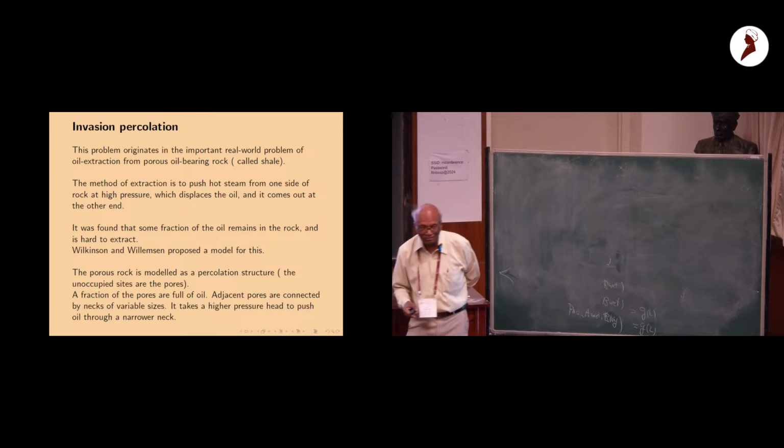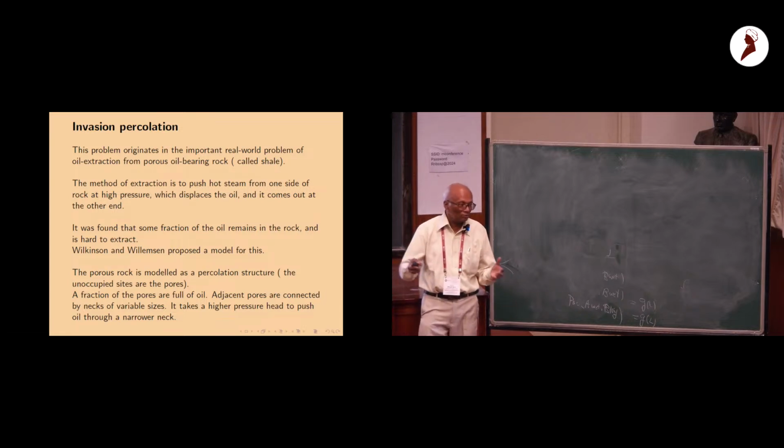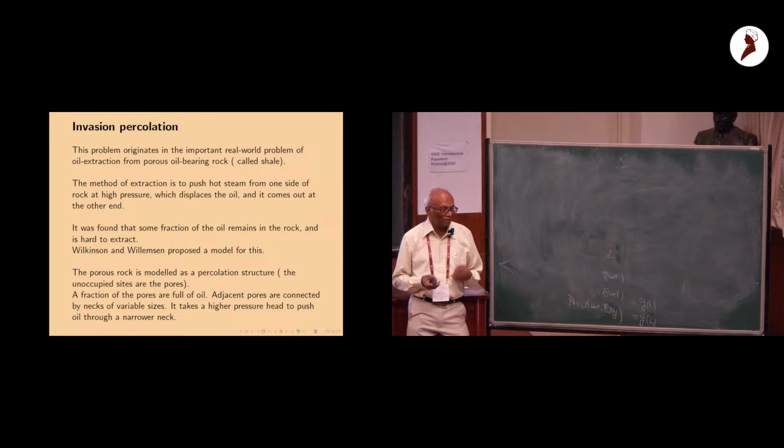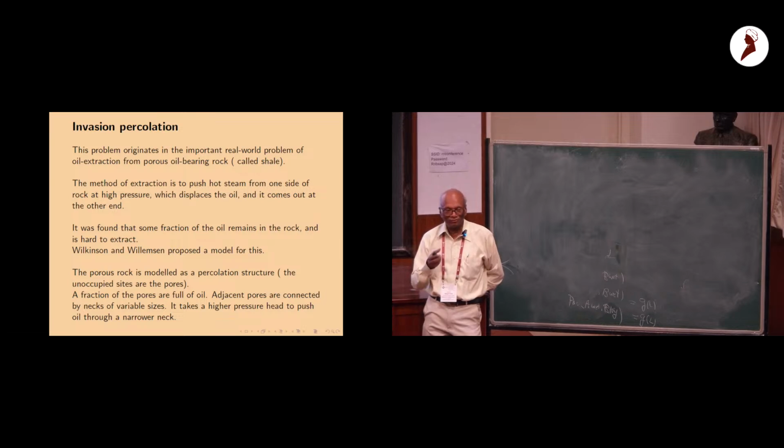So the first thing I want to discuss is called invasion percolation. The problem came up in the context of some experimental systems. There are rocks with oil, and people want to extract oil out of the rock. The way they do it is to push steam from one side, and that pushes the oil out on the other side, which you can collect. This technique is used in oil companies quite a lot, and this kind of oil bearing rock is called shale. It's a porous rock, the oil resides in the pores, and you push steam from one side to get the oil recovery from the other side.